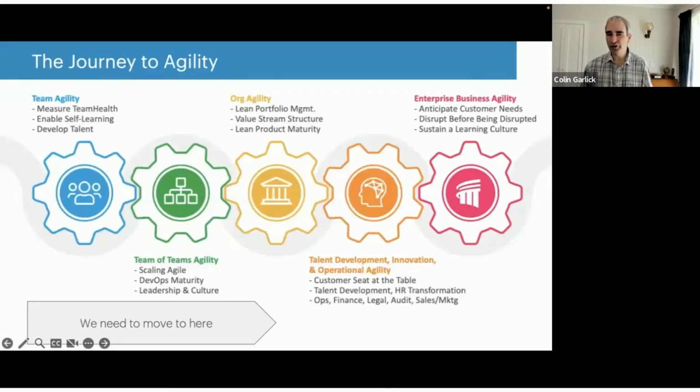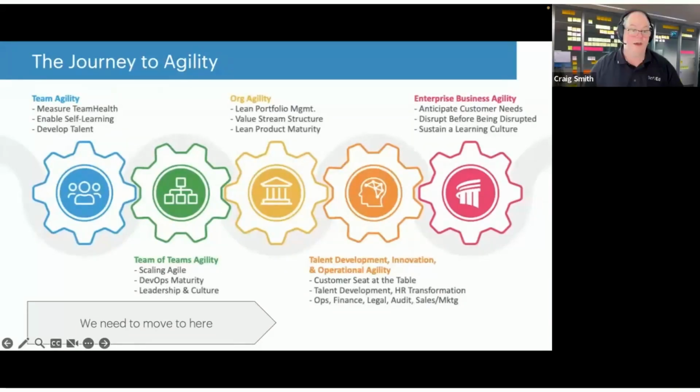So the practices are not so much out there and unknown. We know the practices, right? It's just a matter of getting them embedded in the organization. It's how do we now start to do these things well?